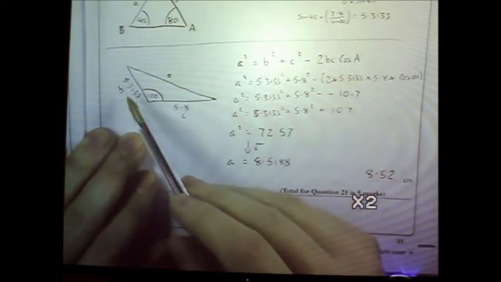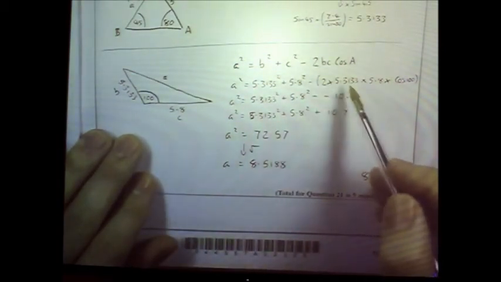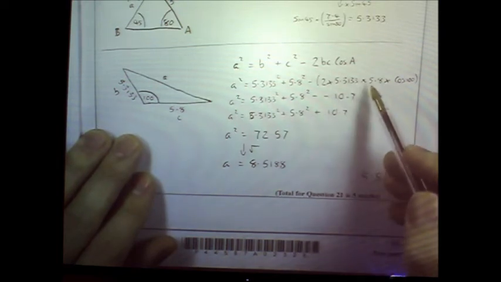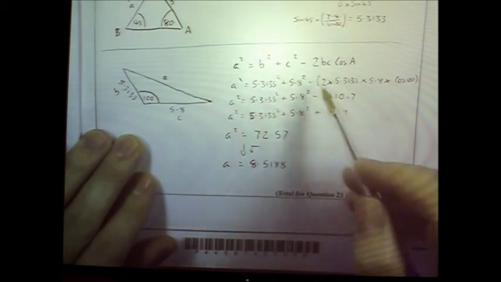Okay, so I've called that a because that's what we're trying to find out. And b and c, a bit like Pythagoras, don't really matter too much. So a squared equals b squared, which is 5.3133 squared. Add c squared, which is 5.8, there we go. Take away 2 times b, so that's 5.3133, times c, which is 5.8, times cos 100, because that's cos A. You've got to work through all this. You can see my workings there.